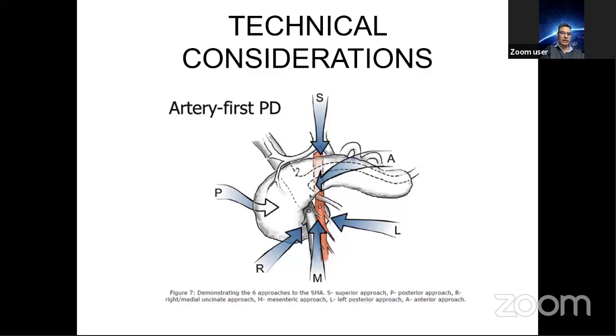Right, but one of the proposed advantages of using an artery first approach is that once you have disconnected the uncinate process from the artery, your clamp time for the portal vein reduces, and you can get away with less ischemia on the liver.